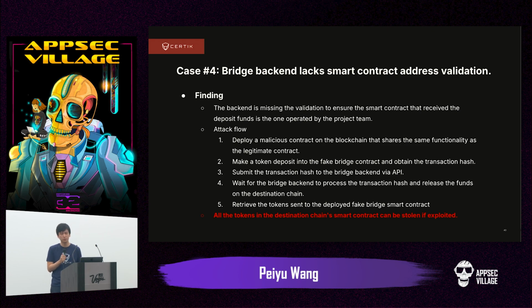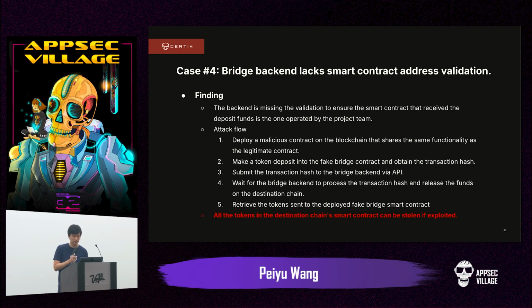To exploit this vulnerability, the test flow is: I deploy a malicious smart contract on the blockchain that shares the same functionality as the legitimate smart contract, make a token deposit into that fake bridge contract and obtain the transaction hash, then submit the transaction hash to the bridge backend through APIs and wait for the backend to process the hash. Because the address validation is missing, it thinks the address is correct, and then it releases the tokens to the user on the destination chain.